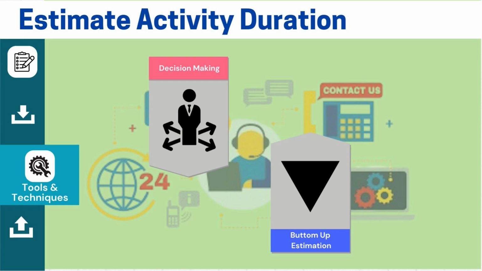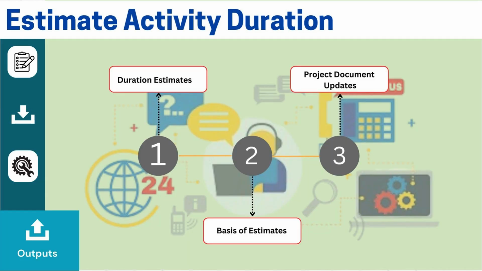Bottom-up estimation involves breaking down work packages into smaller activities, estimating each one, and then aggregating the results to get the full project schedule. Now, let's move on to the next part. So what are those assumptions? What are the considerations for estimating? In almost all processes, project documents get updated based on new information or changes received as part of the project.